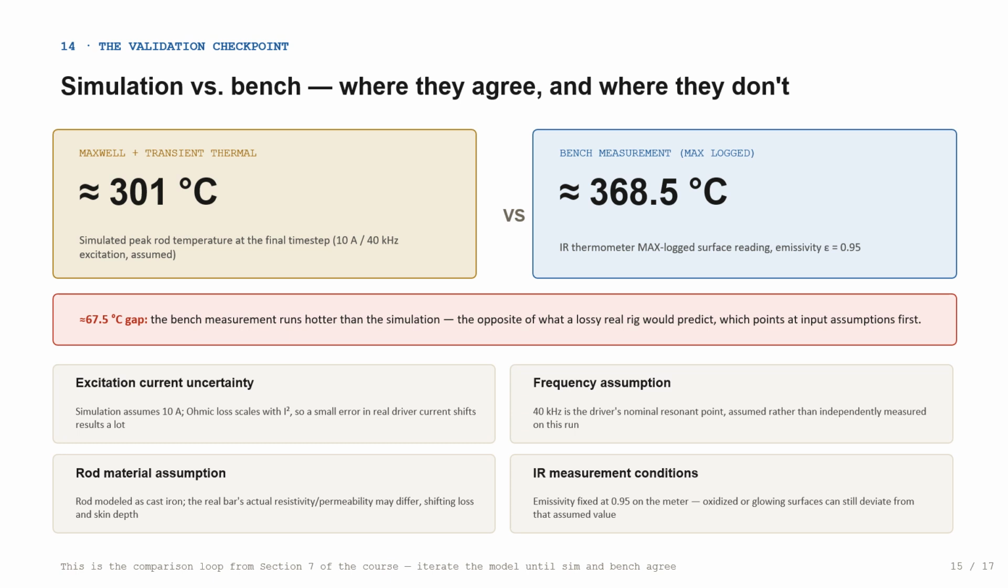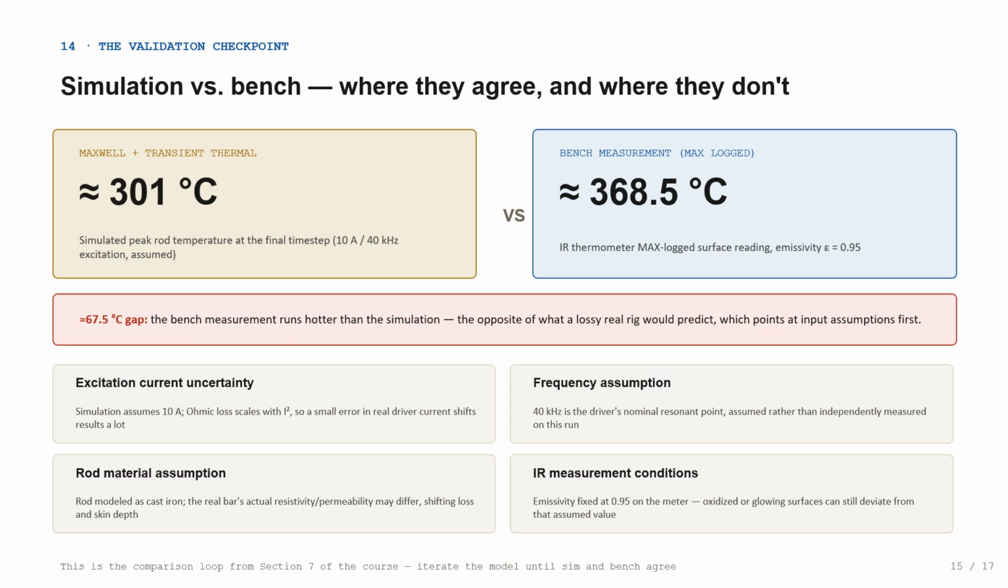On the left, the simulation, approximately 301 degrees Celsius. The peak rod temperature at the final time step, produced by our assumed 10 amp, 40 kHz excitation. On the right, the bench, approximately 368.5 degrees. The max log surface, reading from the infrared thermometer, at an assumed emissivity of 0.95. The gap is about 67.5 degrees Celsius, and notice which direction it runs. The bench measurement is hotter than the simulation.